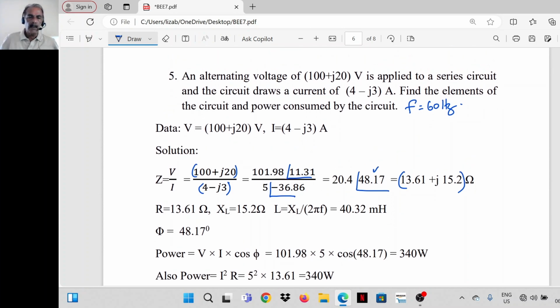Now the next example: an alternating voltage of 100 plus J20 volts is applied to a series circuit, and the circuit draws a current of 4 minus J3 ampere. Find the elements of the circuit and the power consumed by the circuit.